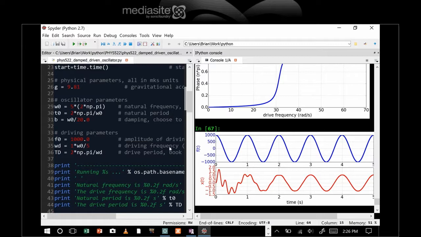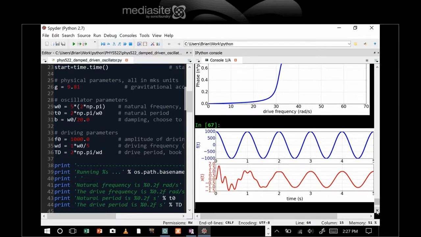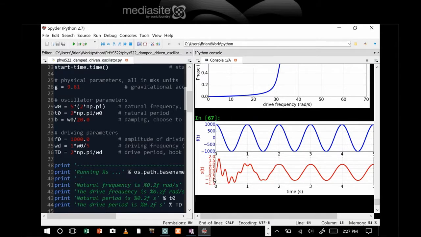Let me explain what I'm plotting here. This is the drive frequency. Notice it's a cosine. And then this is x as a function of time. This is actually a figure in your book. Notice that you have all these wiggles, and then eventually as a function of time, you get to this solution right there.